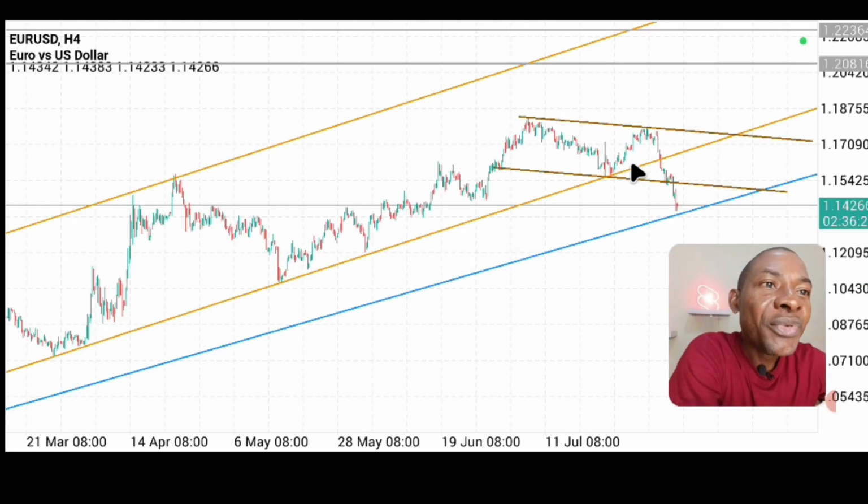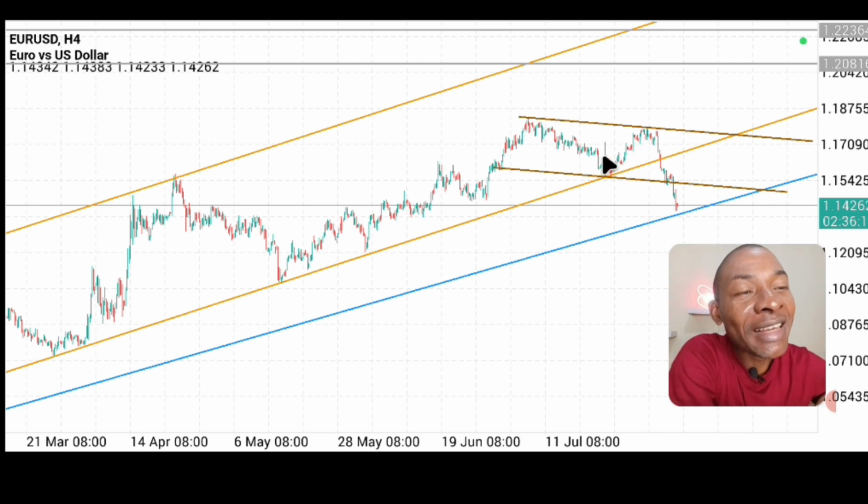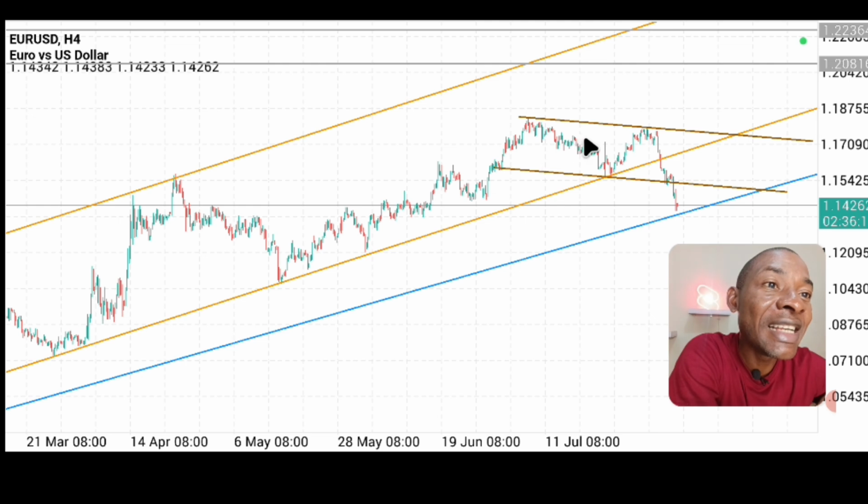In the EURUSD, what we're seeing is a double top instead of a head and shoulder like we're seeing on the GBP/USD. So we're seeing a double top with our neck region right here. This is the neck region. We're seeing a double top, which is also a bearish reversal pattern.